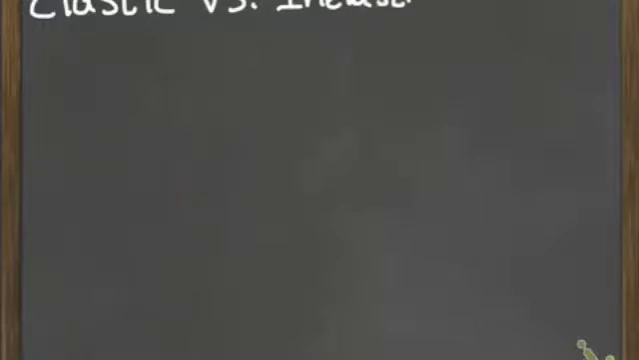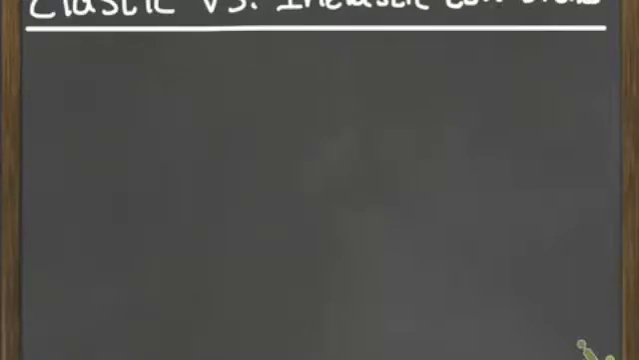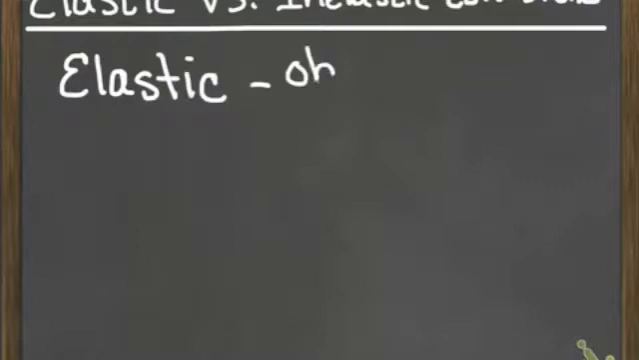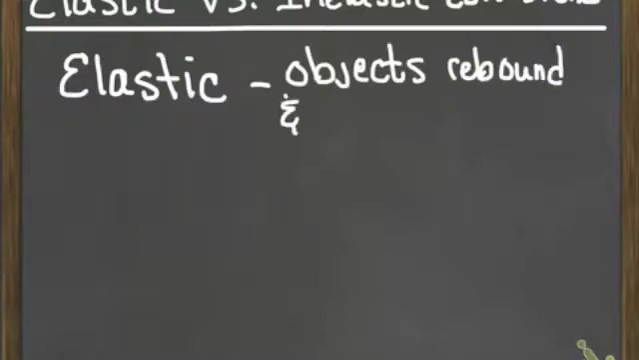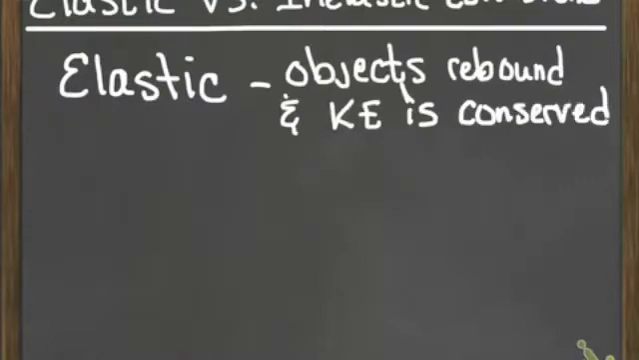I want to compare elastic and inelastic collisions. When we're looking at elastic and inelastic collisions, you need to know the difference between them. An elastic collision is where objects rebound and the kinetic energy is conserved.